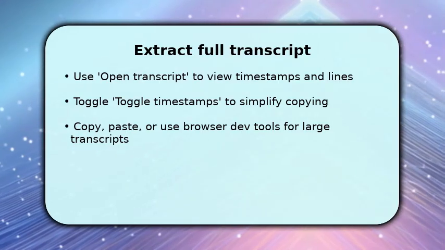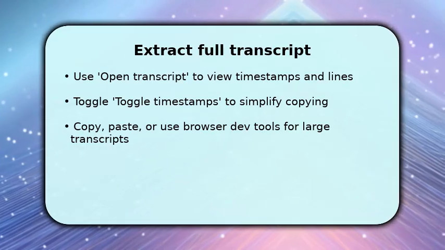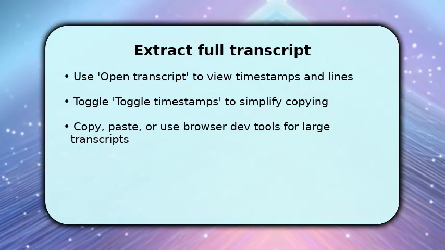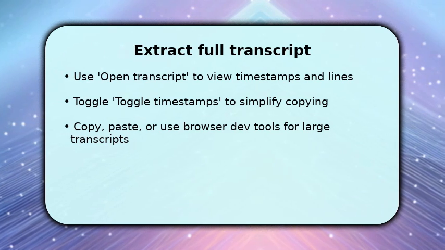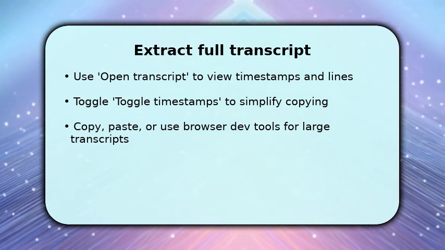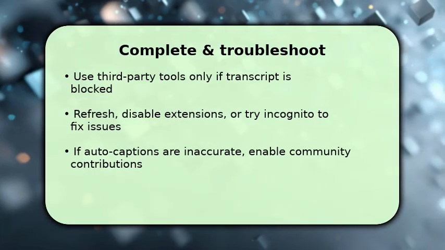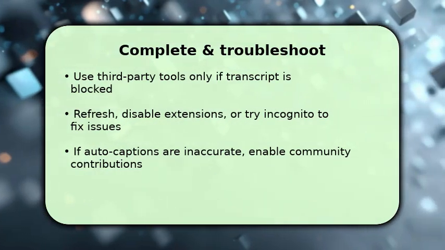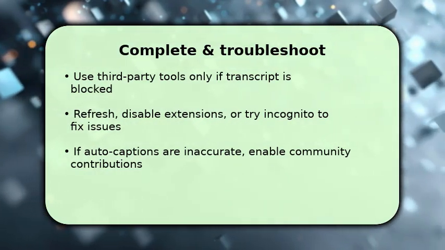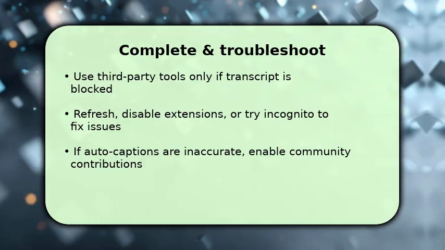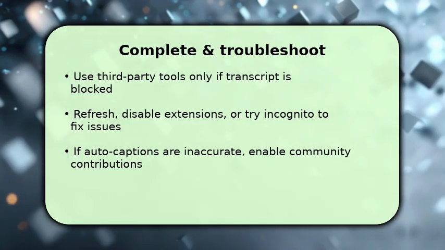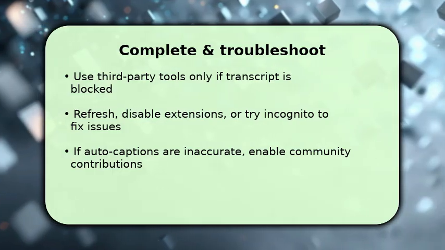If you need automatic translation, hit the transcript menu and choose Translate to see all subtitles in another language. You finish by saving or exporting the subtitles and handling common failures. If the transcript is blocked, try refreshing, disabling browser extensions, or opening YouTube in an incognito window to regain access. Once done, export copied text to a document or subtitle editor.